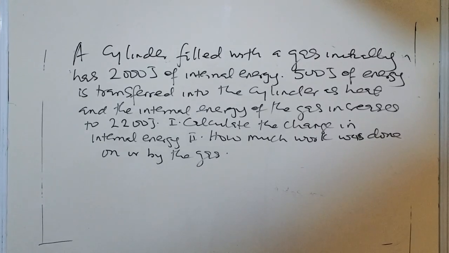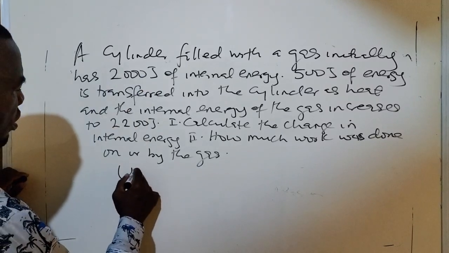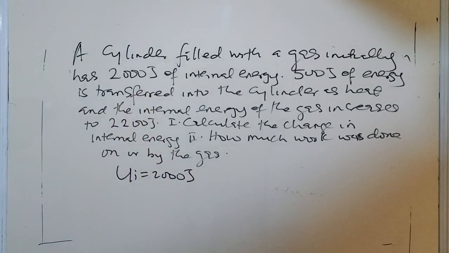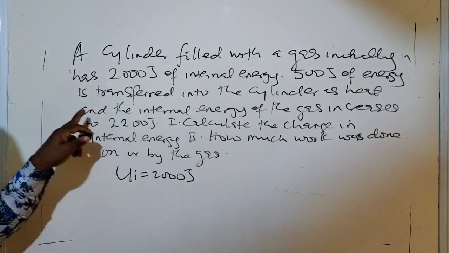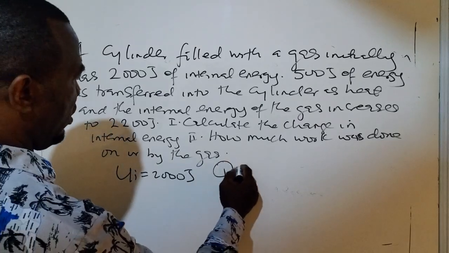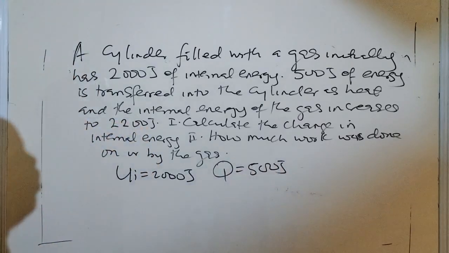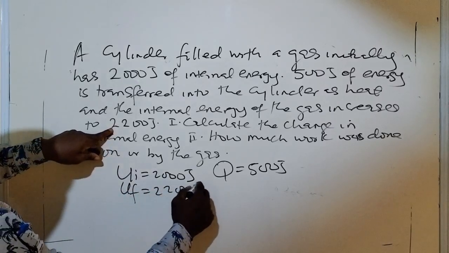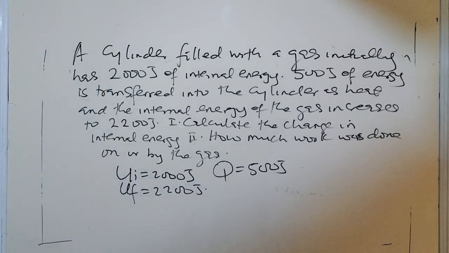So let's look at this calculation. A cylinder filled with a gas initially has 2000 joules of internal energy. So this is the initial internal energy, which is 2000 joules. 500 joules of energy is transferred into the cylinder as heat. So 500 represents our heat Q. And the internal energy increases to 2200. So the final internal energy is 2200 joules. Calculate number one, the change in the internal energy.